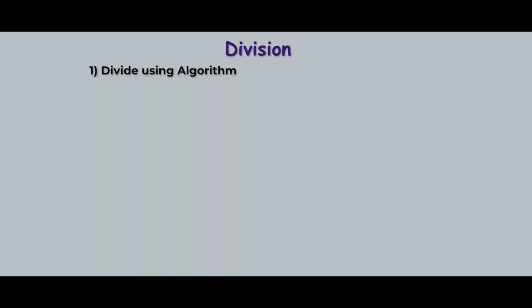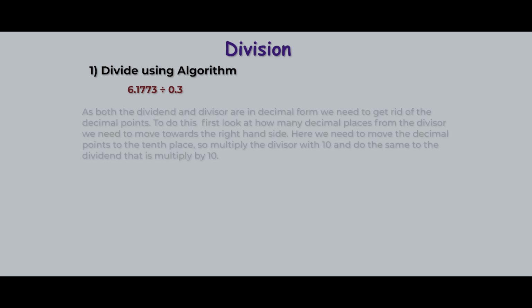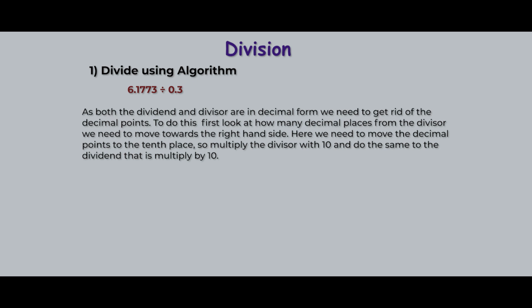Now, dividing using the algorithm. 6.1773 divided by 0.3. As both the dividend and divisor are in decimal form, we need to get rid of the decimal points. To do this, first look at how many decimal places from the divisor we need to move towards the right hand side. Here we need to move the decimal point to the 10th place. So, multiply the divisor by 10 and do the same to the dividend, that is multiply by 10.